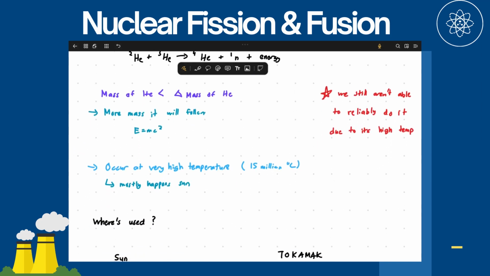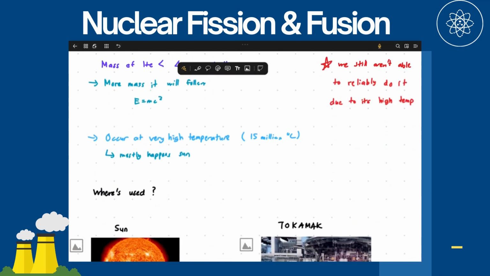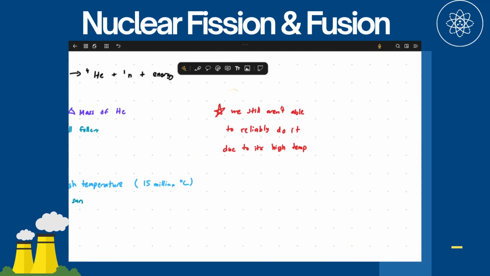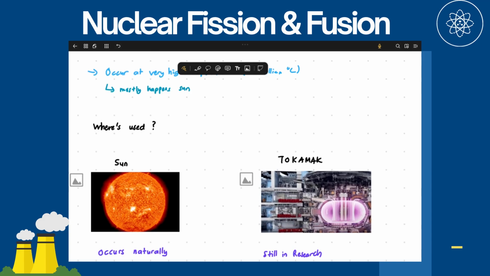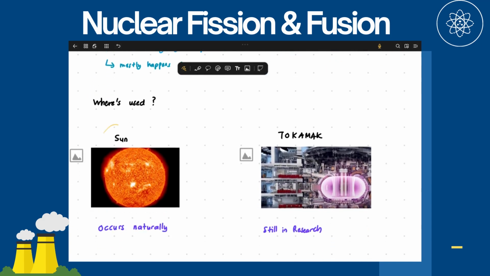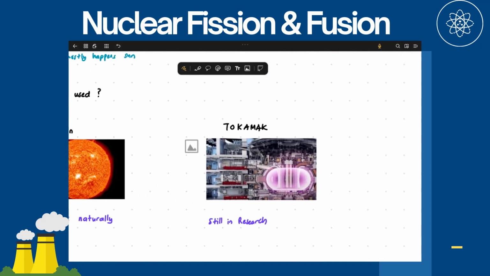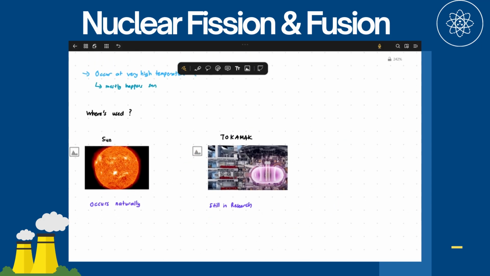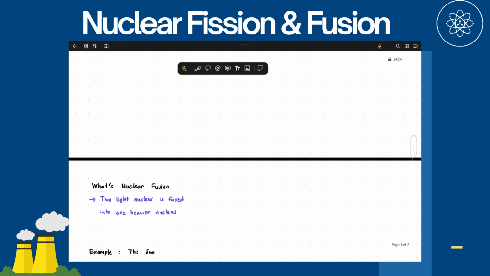And nuclear fusion can only occur at a very high temperature, which is 50 million degrees Celsius, and it mostly happens in the sun or stars, because we are still not able to reliably do it since it requires very high temperature. So where is it used? It naturally occurs in the sun, and also we have a research center at Kota Mahawk that can replicate this fusion. So that's all for me.